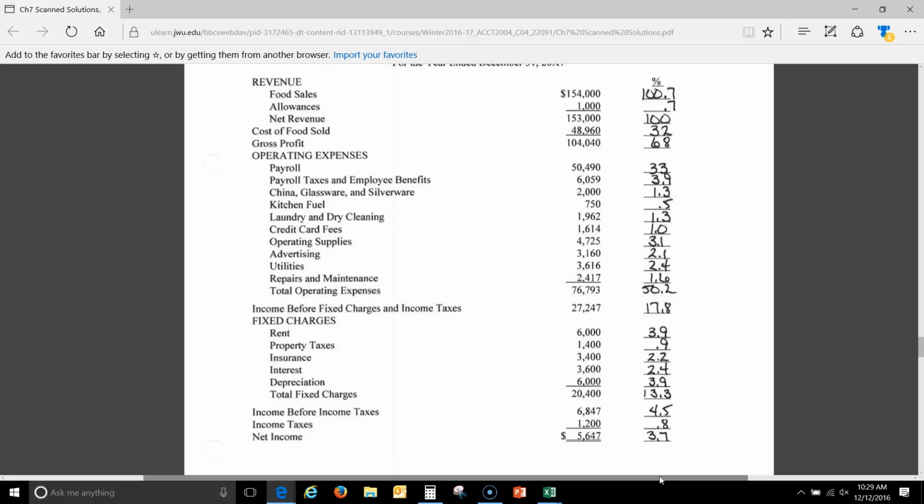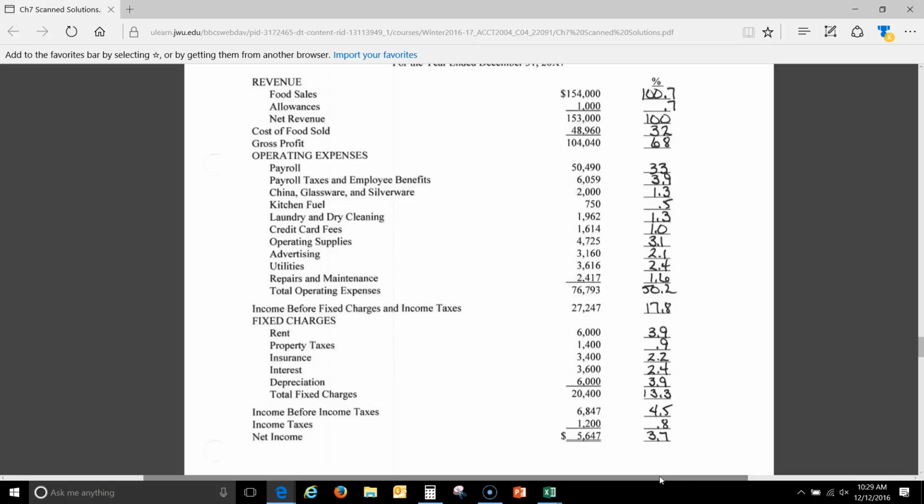Alright. Then you've got all of your operating expenses. So you can see that when we're doing the analysis and looking at the percentages, for every dollar in net revenue, you are spending 33 cents on payroll, 3.9 cents on payroll taxes and employee benefits, 1.3 cents on china, glassware, and silver, 0.5 cents on kitchen fuel. You get the idea here?